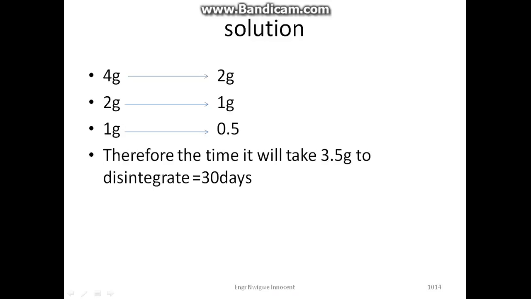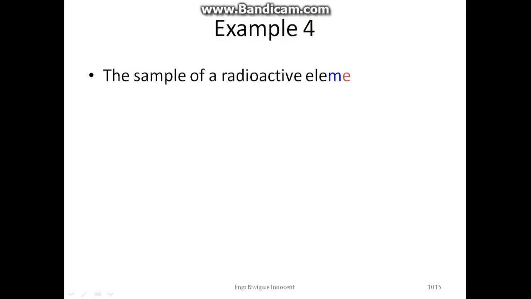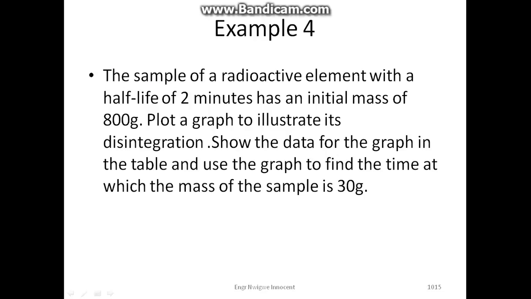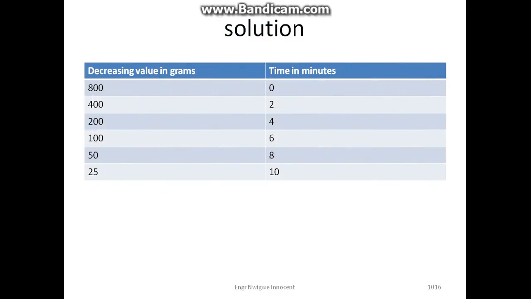A sample of a radioactive element with a half-life of 2 minutes has an initial mass of 800 grams. Plot a graph to illustrate its disintegration. Show the data for the graph in a table and use the graph to find the time at which the mass of the sample is 30 grams. Solution. Looking at the decreasing mass in grams table and the time in minutes table.